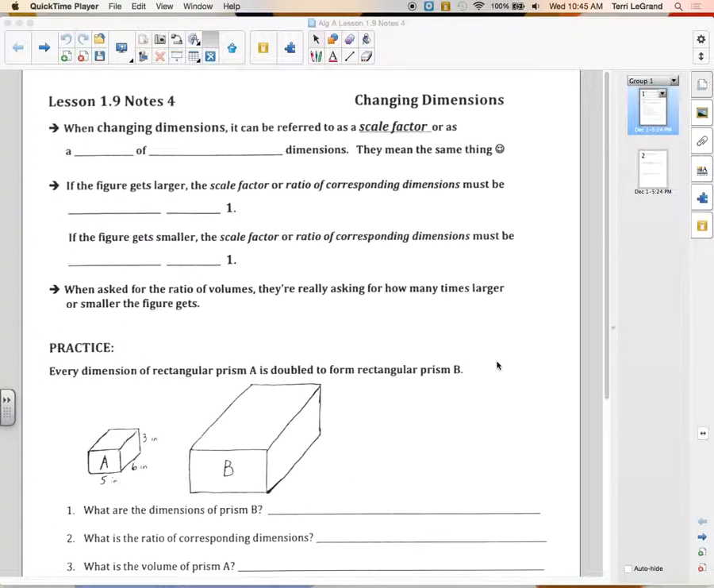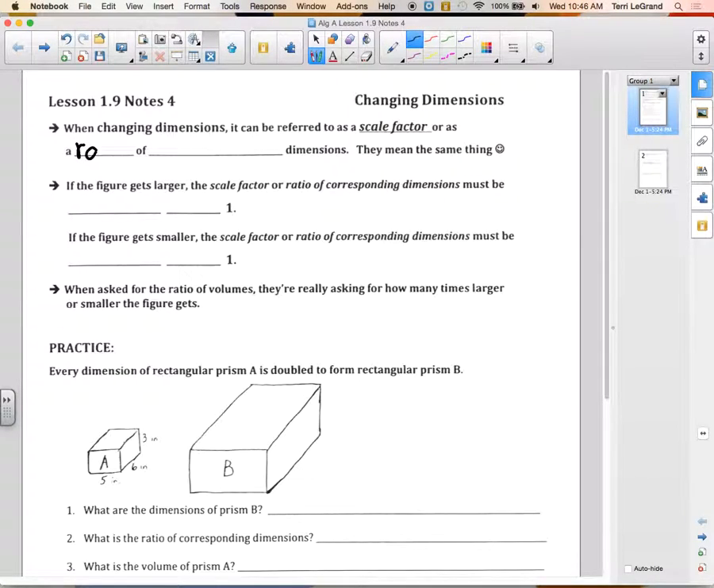When changing dimensions, it can be referred to as the scale factor. We talked about that yesterday. What did we say is another way they talk about it in the book? Ratio of corresponding sides. So let's fill that in. Typically, that's how they'll talk about it in the book. They'll say, how does the ratio of corresponding sides or corresponding dimensions change, or compare? You just need to let your brain go to scale factor. When they talk about ratio of corresponding sides or corresponding dimensions, they're talking about the scale factor.